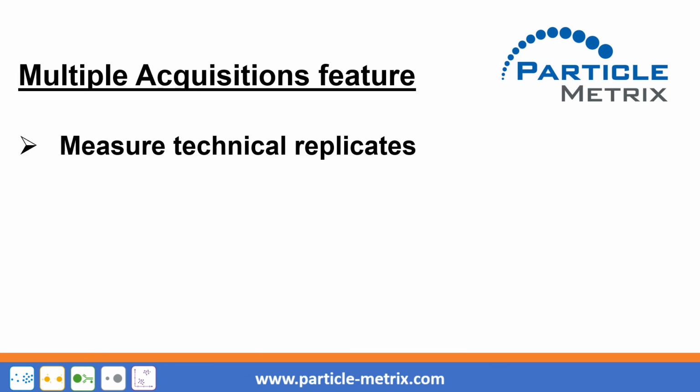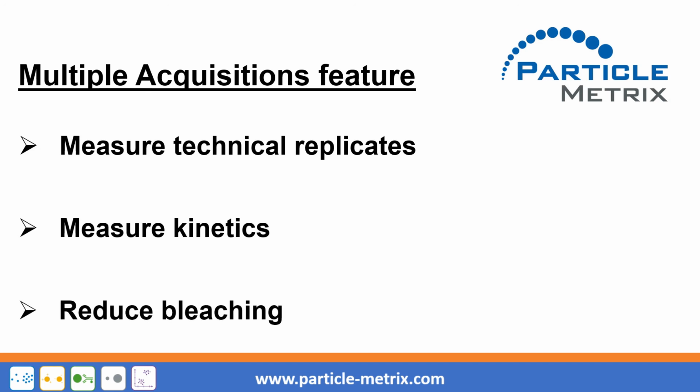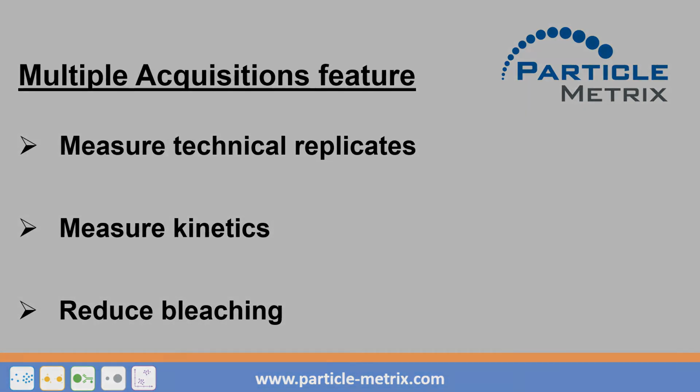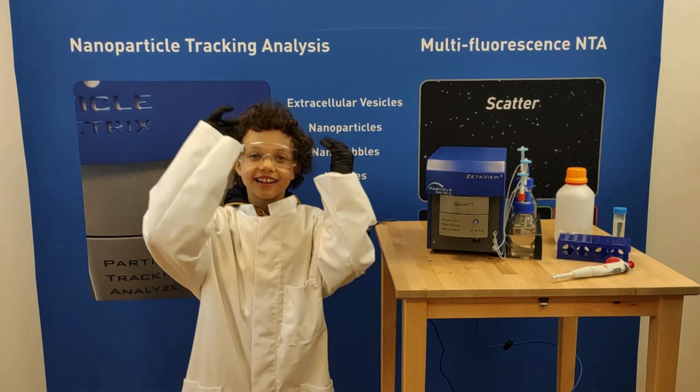With the multiple acquisition feature, you can therefore comfortably measure technical replicates because you can take independent measurements of the sample. You can measure kinetics to determine how your particles behave over time. And you can reduce potential bleaching of fluorescently labeled particles as new and unbleached sample particles are automatically moved into the field of view with each new experiment. It's easy peasy.